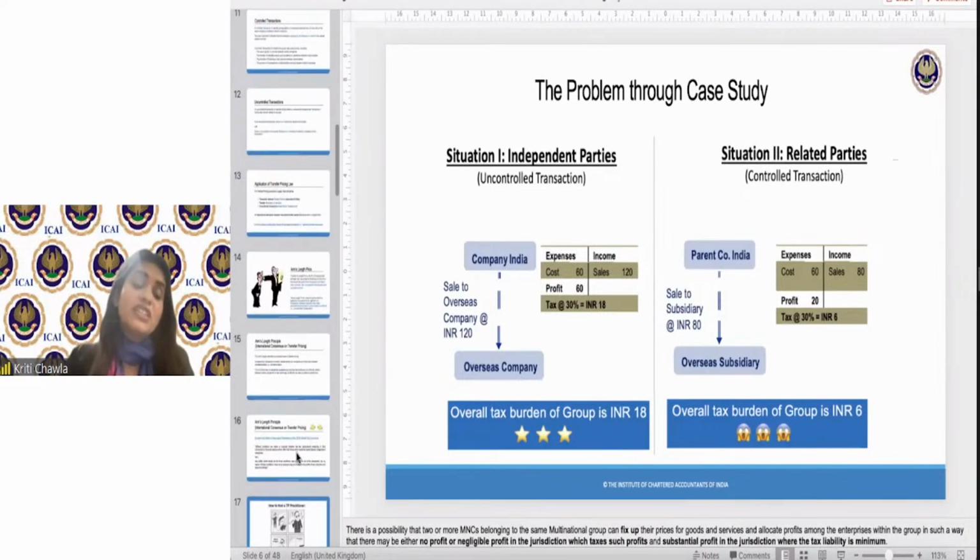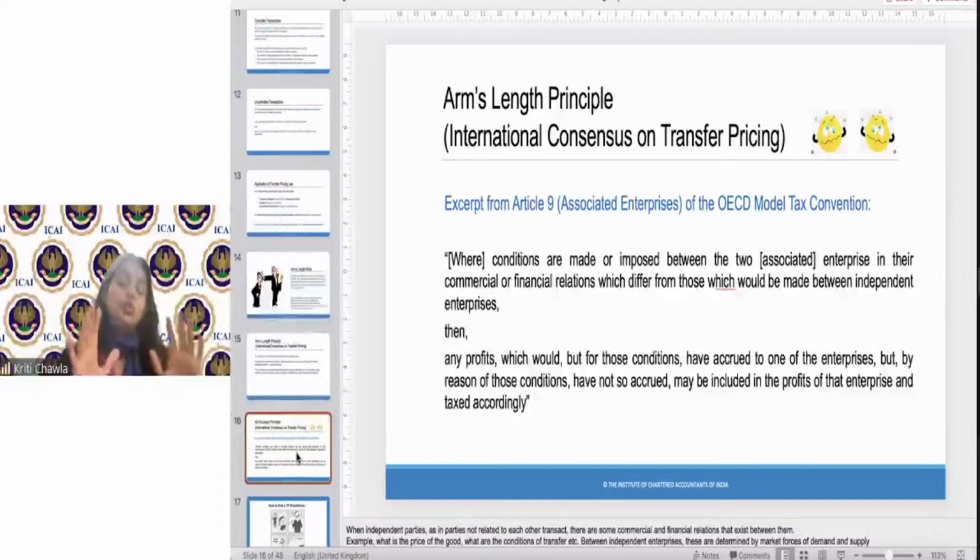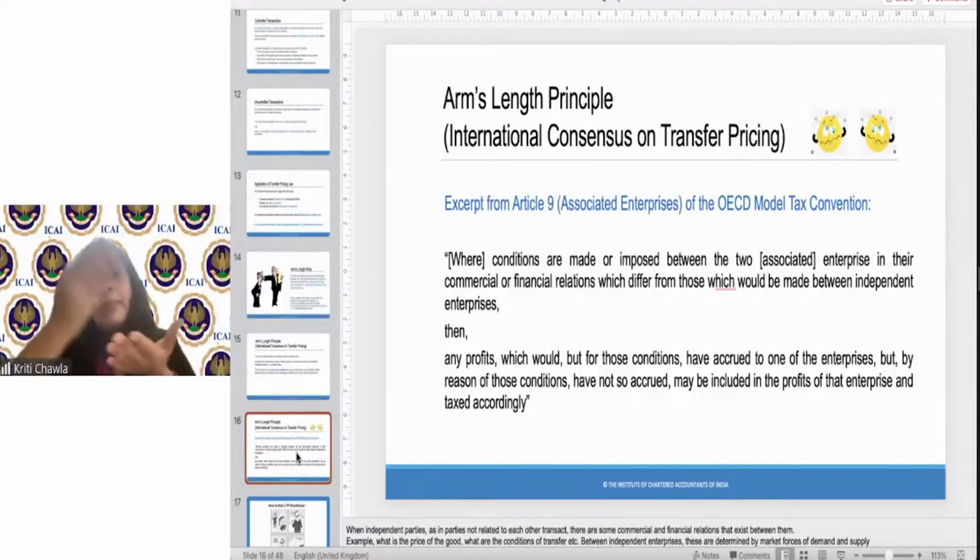So what they're really trying to say is that a transaction between related parties should also happen in a similar manner at which a transaction between independent parties happens. So that is what they're trying to say by Article 9, that because these particular conditions were not present in related parties, we'll add back the profit to the related party situation and then tax them accordingly.